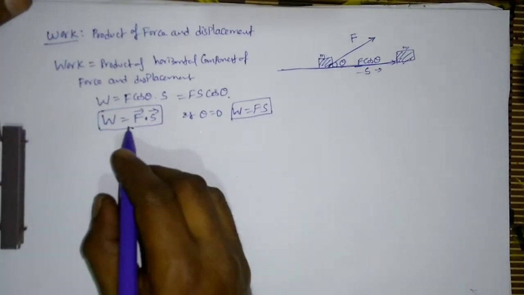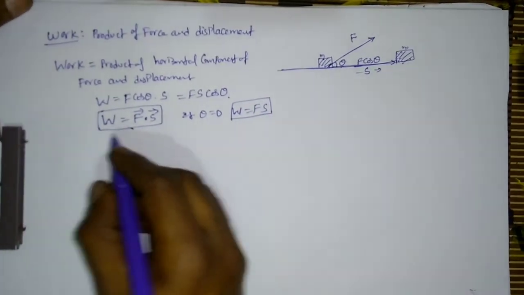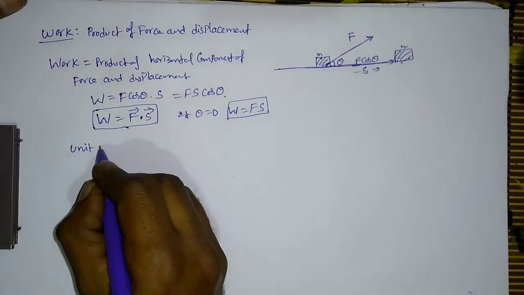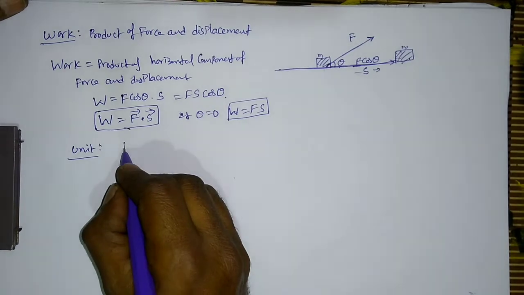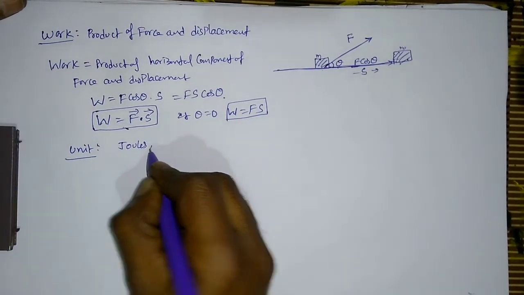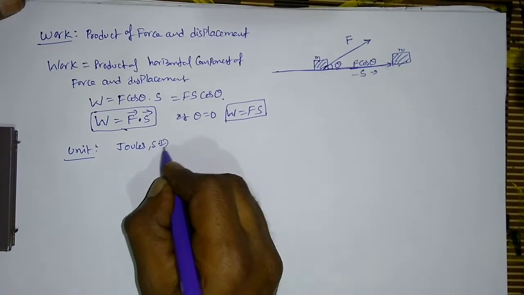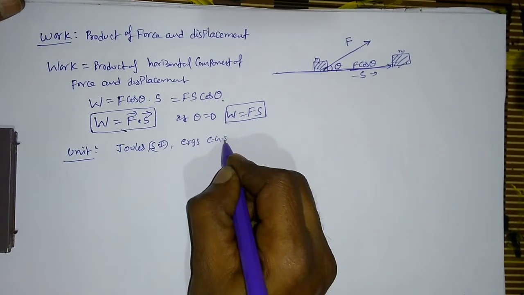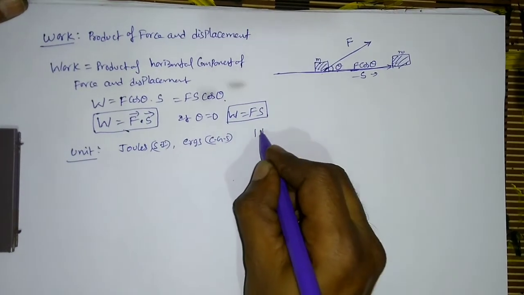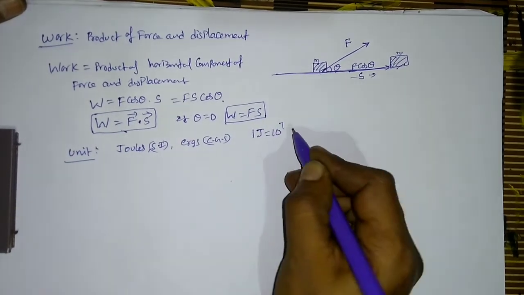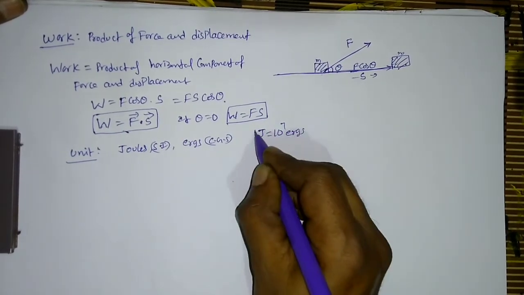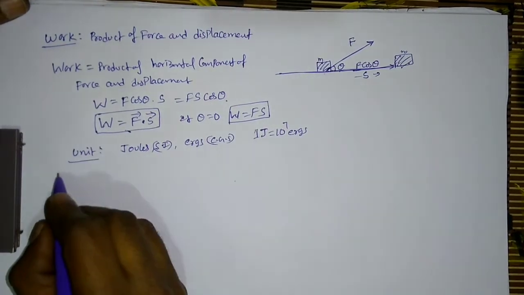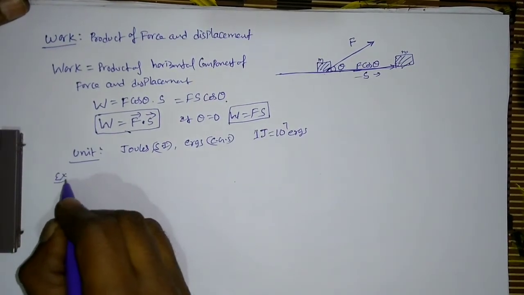Okay. Now, how can you write some more about this work? Units of work. The unit is generally the joule in the SI system, whereas it is the erg in the CGS system. As we know, 1 joule is equal to 10 power 7 ergs. This is the unit of work. Okay. Next, we can do some example problems.